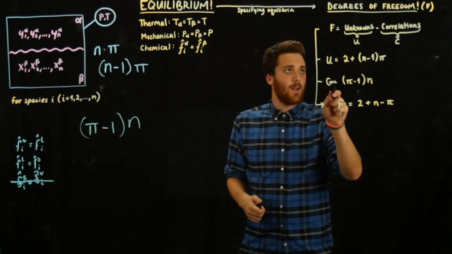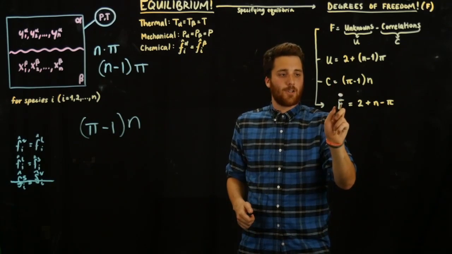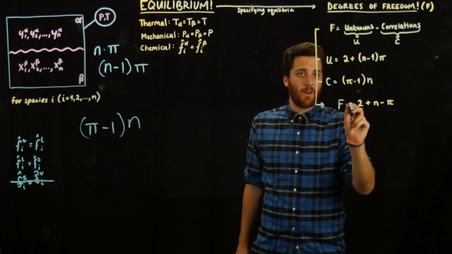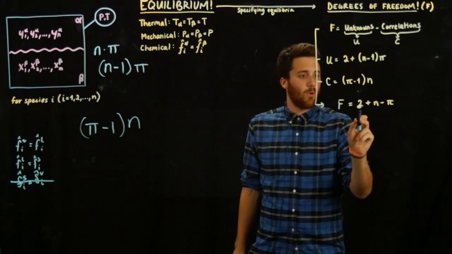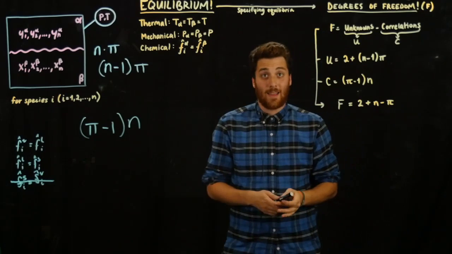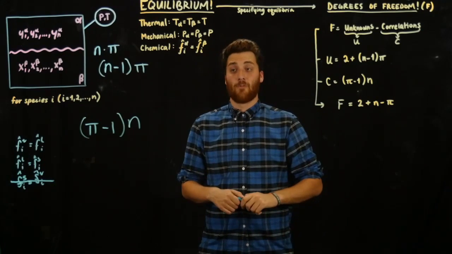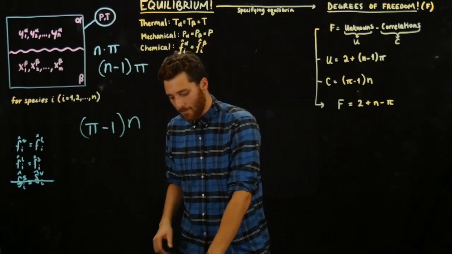This is shown over here. We subtract these two terms to get our degrees of freedom. And with a little bit of simple algebra, we are left with f equals 2 plus n minus pi. This should look familiar, as it is the Gibbs phase rule that we used in Thermo 1.